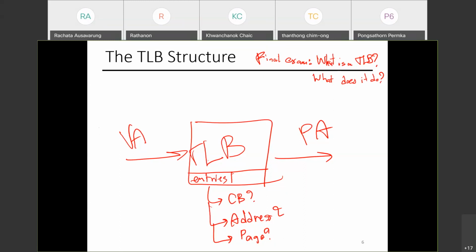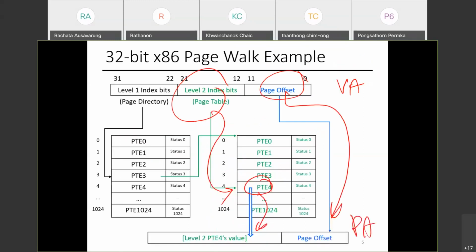In here, if you think about that, you should think about it this way. When you do a page walk, I'm going to go back one slide over here. This is a 2-level page table. You're with me, right? That these are 2-level.